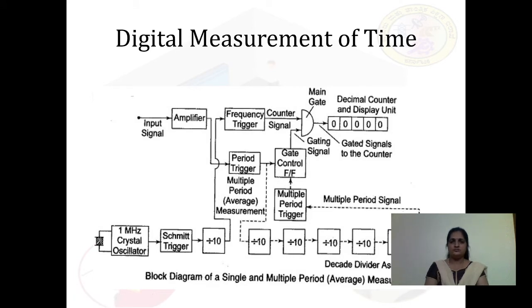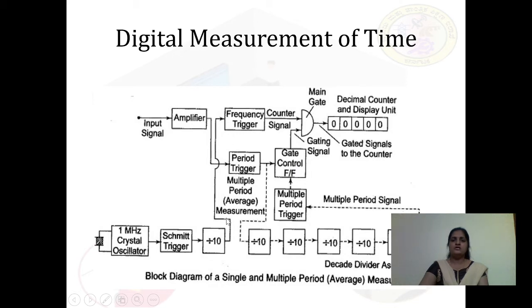And in continuation of this digital measurement of time, we can measure particularly the period. The time interval means the average measurement of either a single or multiple periods. Both can be measured by using the same concept. Here we are loading once again the amplified input towards this period trigger. This period trigger will enable the gate control flip-flop, and here we can decide whether it is a single period or a multiple period.